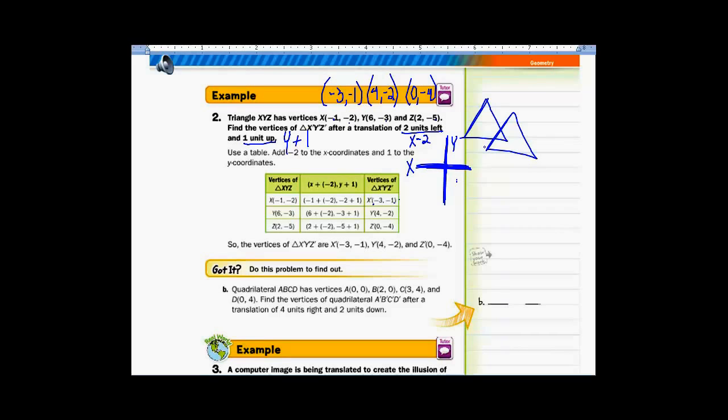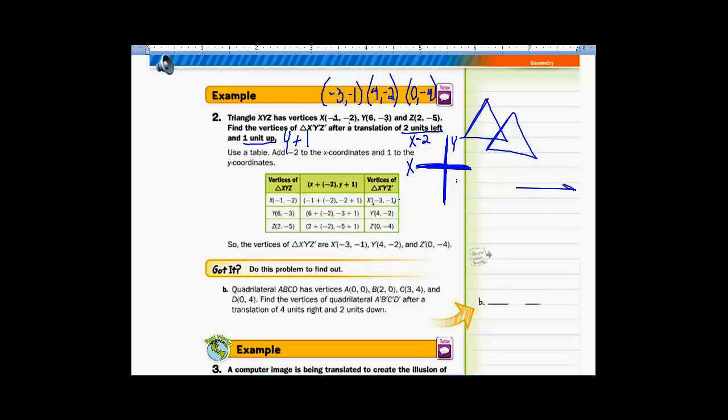All right, let's look at got it. I want you to pause it and try got it, please, and then I'll come back and let you know what the new coordinates are. Okay, so under got it, it says quadrilateral ABCD has the following vertices. Find the vertices after a translation of 4 units to the right and 2 units down.